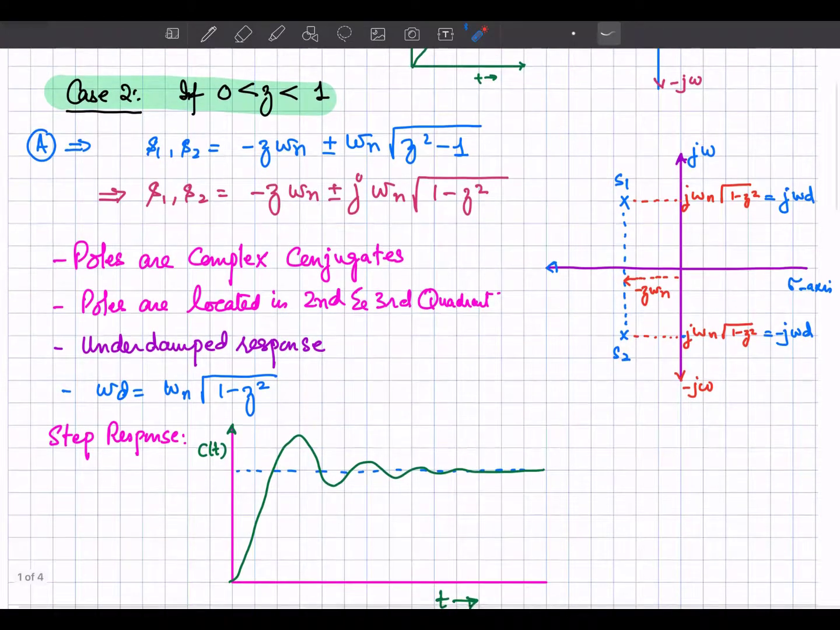Now if we subject this system to the step input, the response will be like that, that there will be oscillations, and finally the steady state will be achieved.